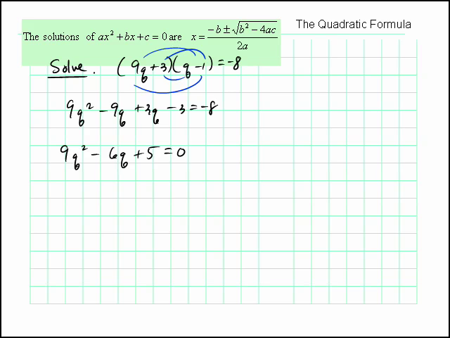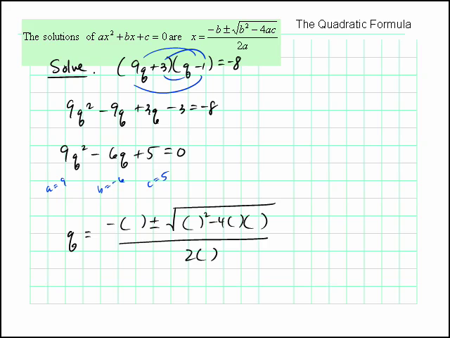And in this form, I can see that A is 9, B is negative 6, and C equals 5. Those are the numbers that I'm going to plug into the quadratic formula. Here I go, Q instead of X here. Q equals negative B plus or minus the square root of B squared minus 4 times A times C, divide everything by 2A. B is negative 6, so that goes there and there. And A is 9. And we have C equals 5.